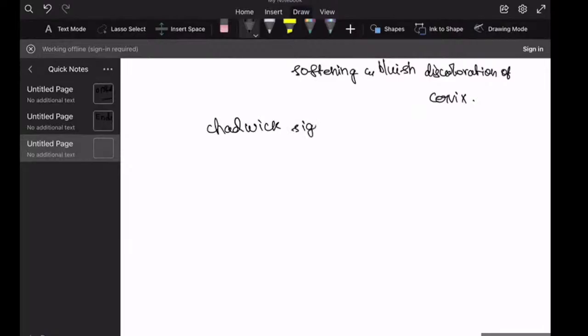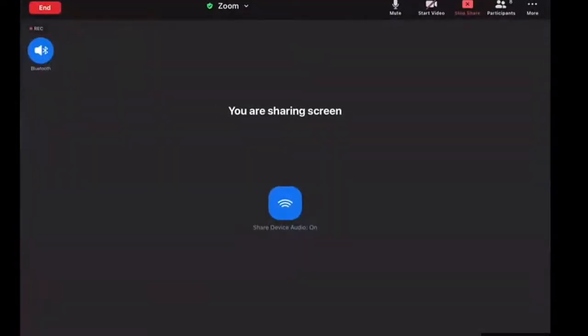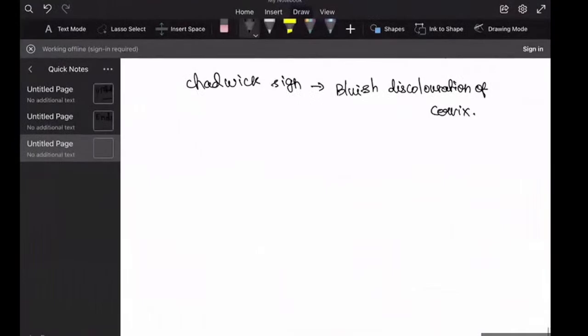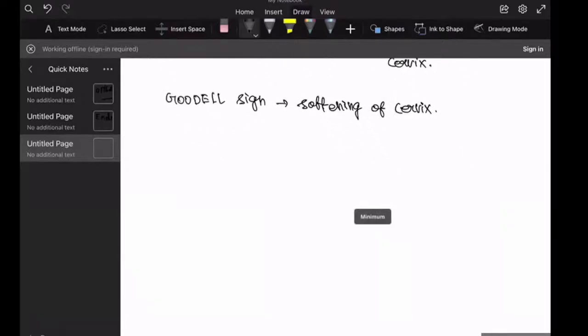Chadwick sign. Anyone? Bluish discoloration of the cervix. Okay. What is the softening of the cervix? Goodell sign. Softening of the cervix. Very good.